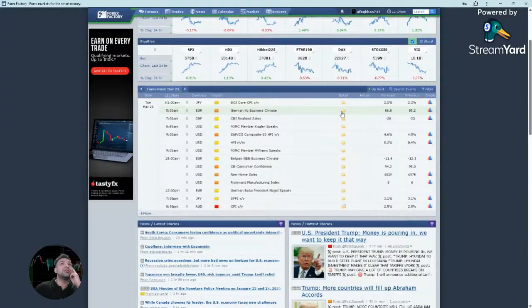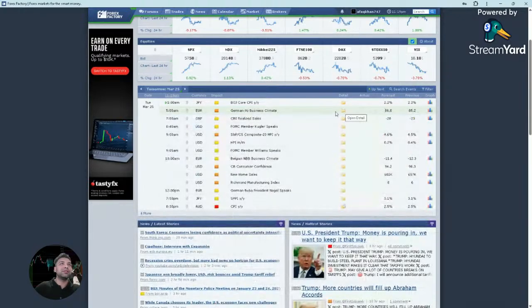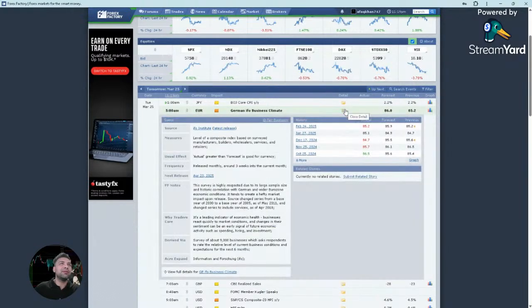And we do have the German climate, that is the business climate. It's not like simple climate. It is the composite index based on surveys of manufacturers, builders, and wholesalers and retailers. So it is a leading indicator for economic health. Businesses react quickly to market conditions and future economic activities. So it is an overall survey based on the manufacturing index, something more on the side of PMIs. It's a survey of about 9,000 businesses which asks respondents to rate the relative level of business conditions, and it's on the Germany side.